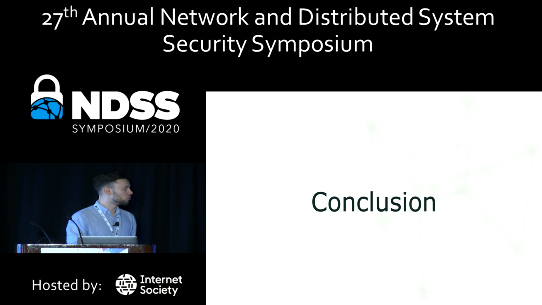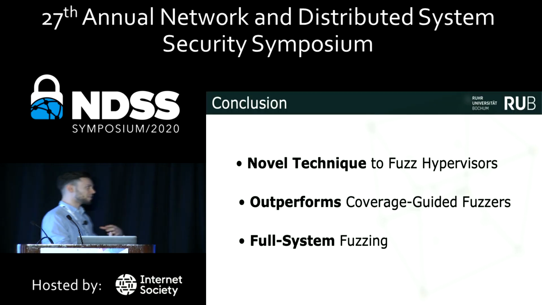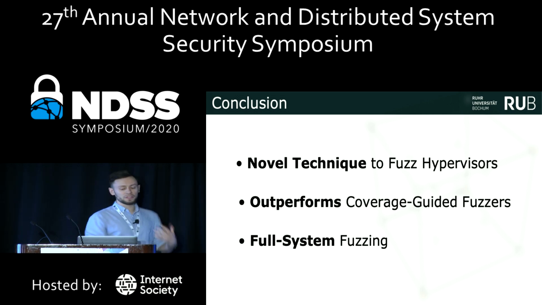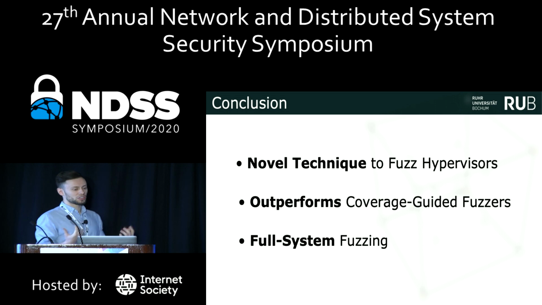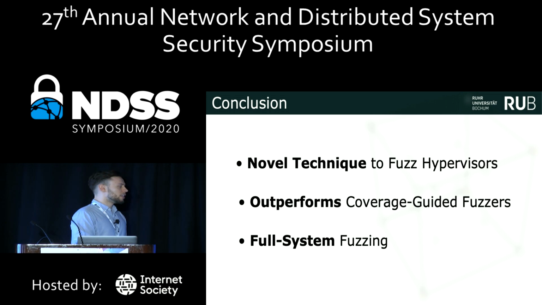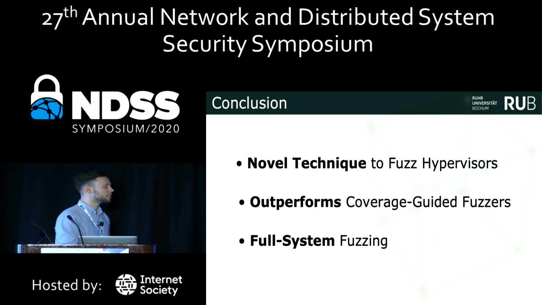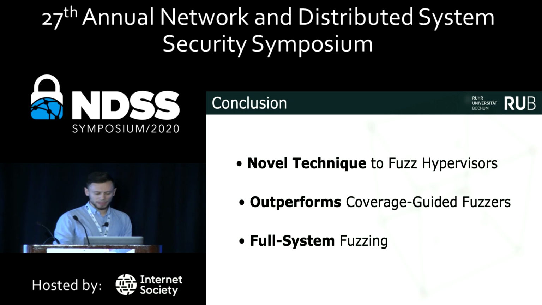So, to conclude, in our paper, we described a novel technique to fuzz hypervisors in a very efficient way so that you can target actually all x86 hypervisors. And by implementing this high throughput mode, we're able to outperform, at least on some experiments, coverage-guided fuzzers. And if you also fuzz the whole system, you're also able to catch nice bugs like the Beehive host denial of service. And yeah, that's basically it.